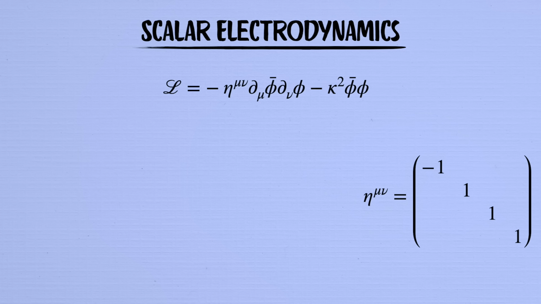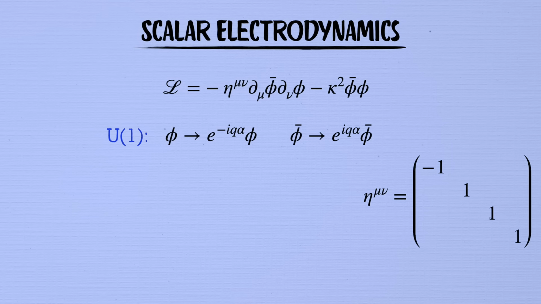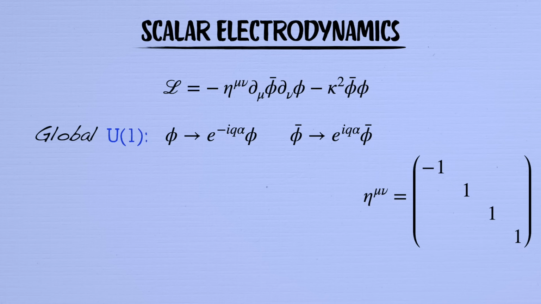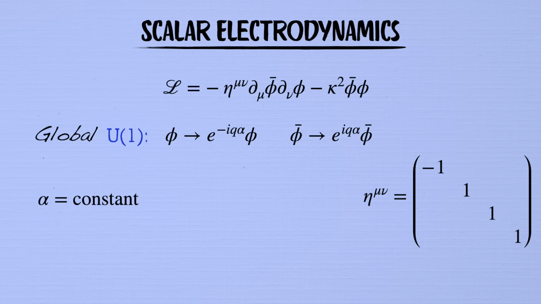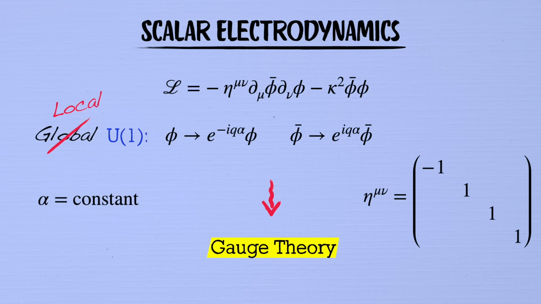As we've seen, L is invariant under the U1 rotational symmetry, where I've inserted a factor of q here in the exponent, since that's going to become the electric charge in a second. This is a global symmetry, meaning that the angle alpha is a constant. We're performing the same rotation of the field at every point in space-time. But electromagnetism and the Standard Model as a whole are examples of gauge theories, in which the defining symmetries are promoted to local transformations in space-time.